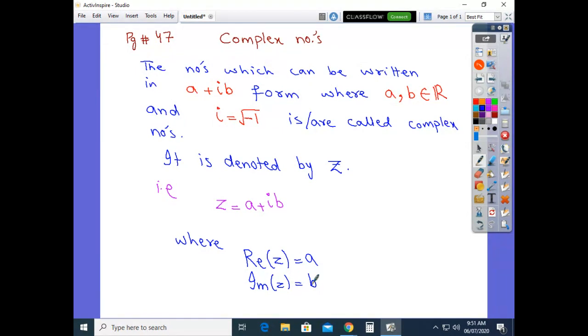The number which can be written in a plus iota b form is called a complex number, where a and b are real numbers and iota is equal to square root of minus 1. We denote a complex number by z, written as a plus iota b. Its real part is a, which doesn't contain iota. The imaginary part of z is b, which contains iota.